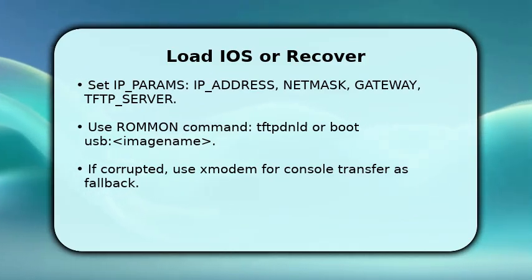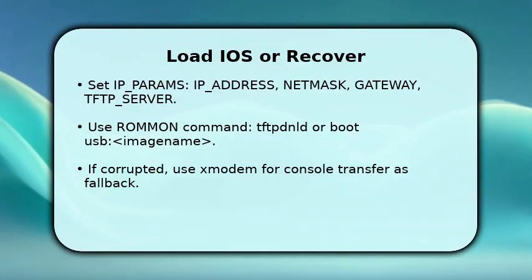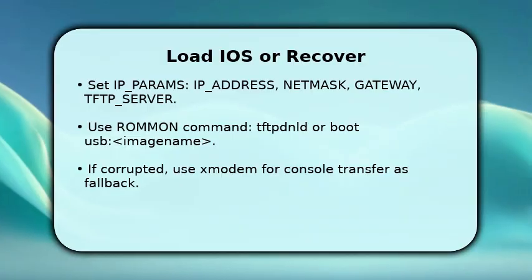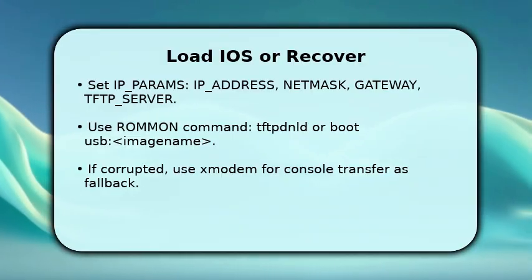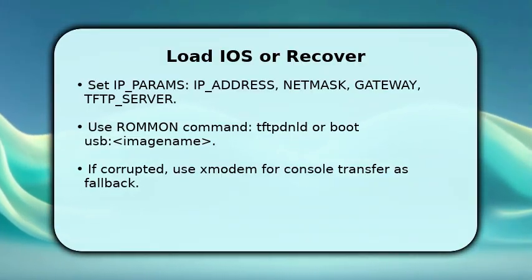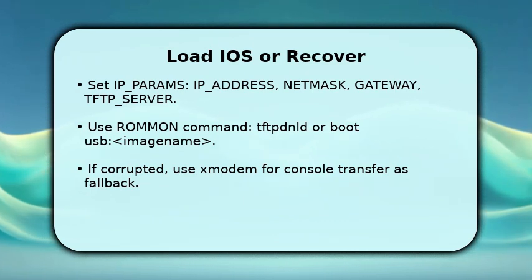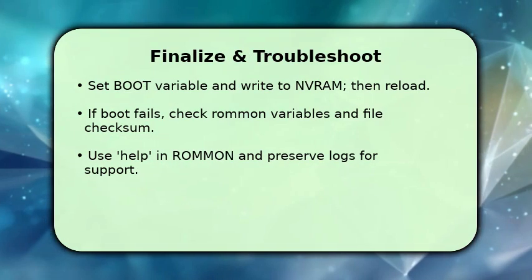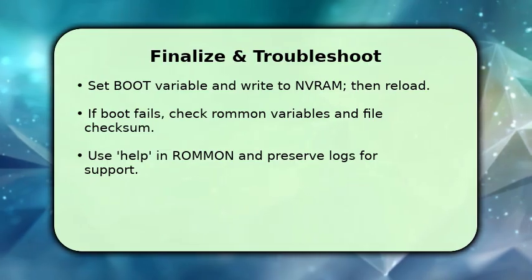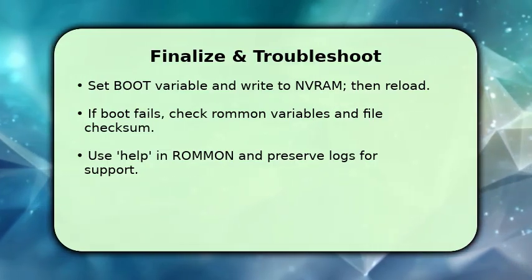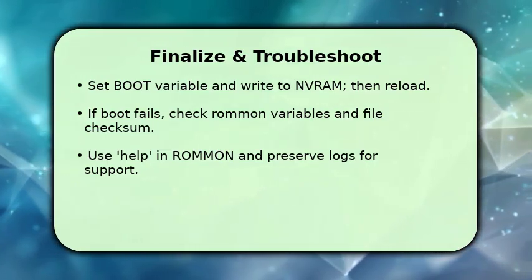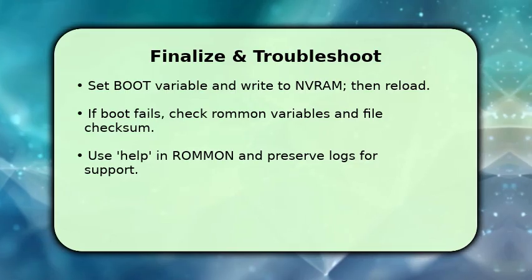If network transfer fails, use XMODEM over console to push the image file. It's slow but effective. Make sure to set the boot variable to the new image after success, because otherwise, ROMMON will repeat the recovery process on next reload. You finish by setting the boot environment to the installed image and saving configuration to NVRAM, then reload to boot normally. This avoids repeating ROMMON recovery.